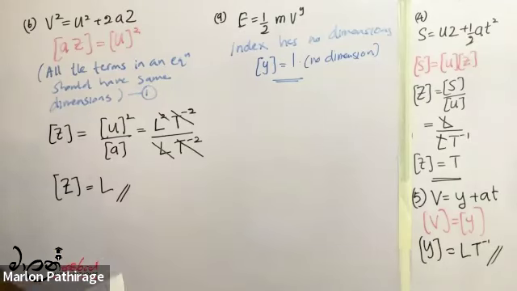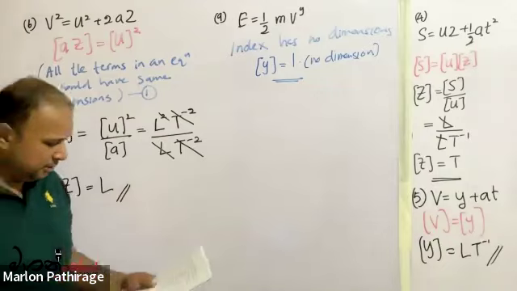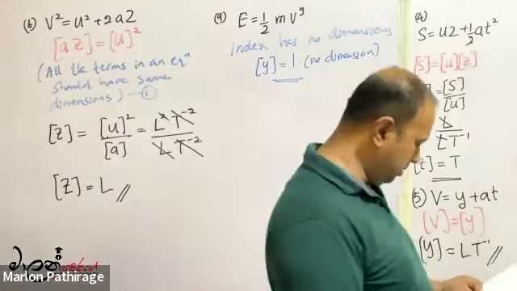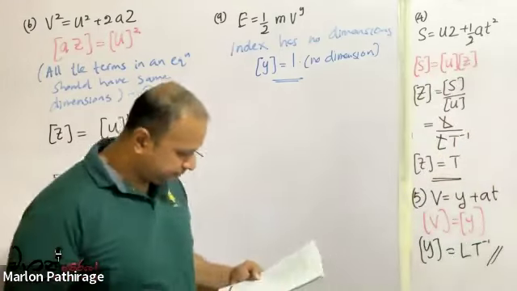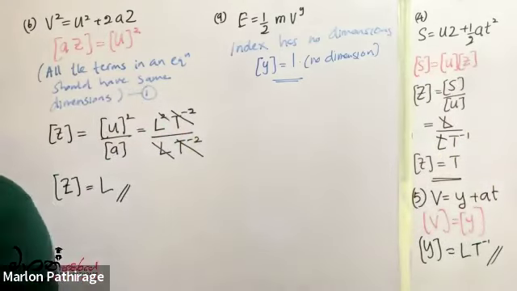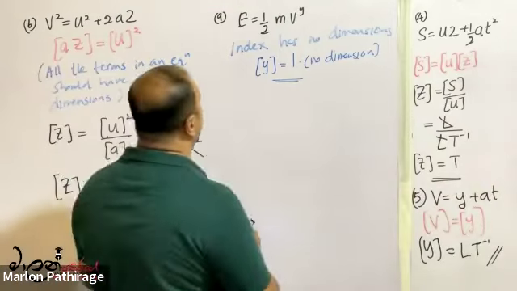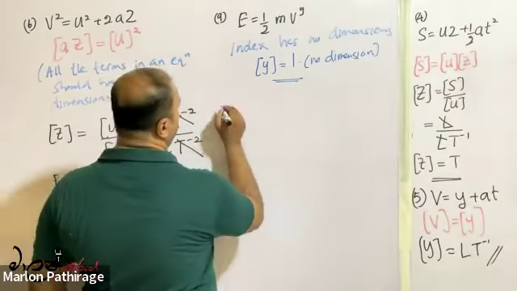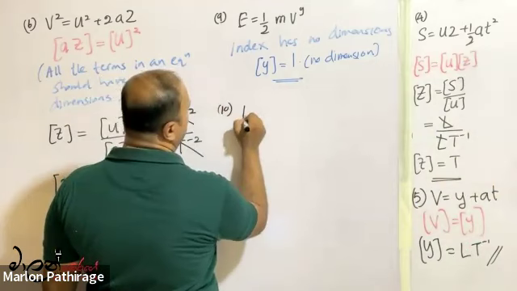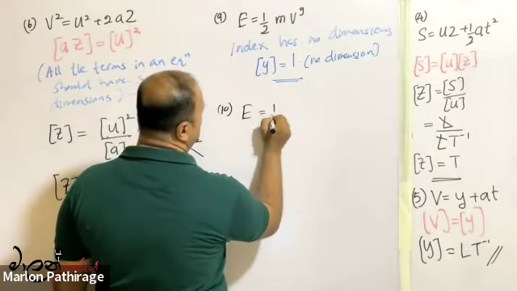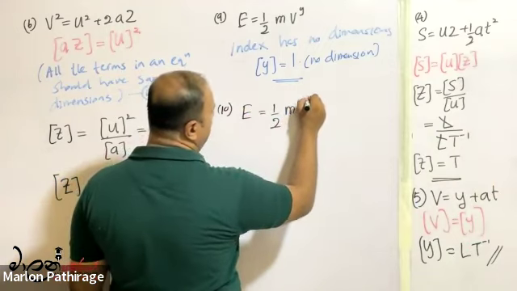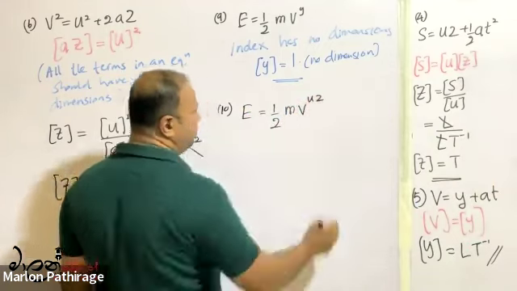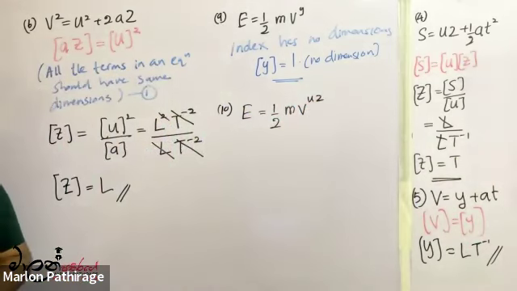Okay, with it. Then go to question number 10. Question number 10. The same equation. Now there are two unknown factors, m and u.